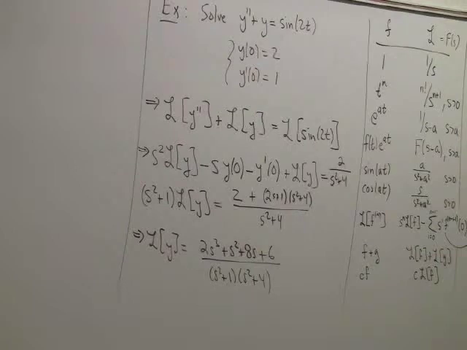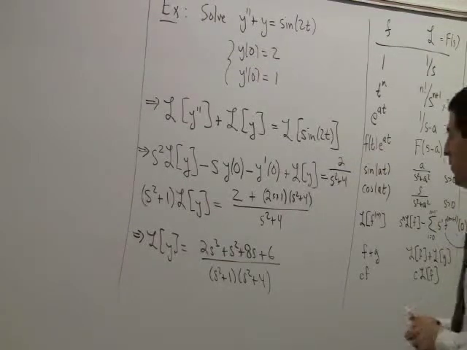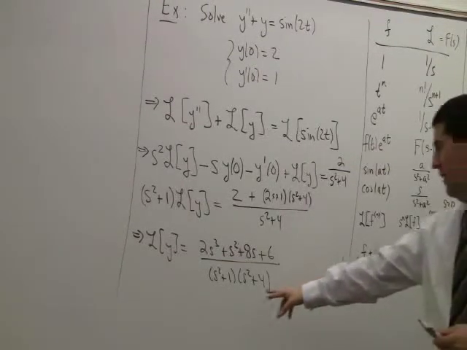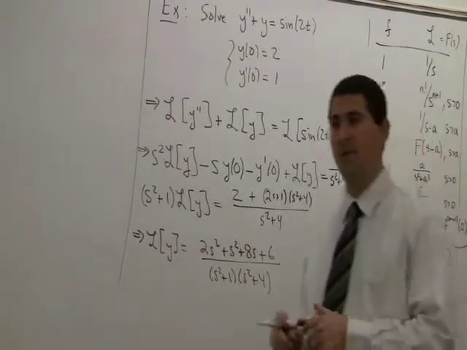Okay. Now yesterday we had the same problem. We got an L of y which was not in our table. And what did we do yesterday then? We used partial fractions, right? So this will be a little more interesting because we don't have linear terms on the bottom.